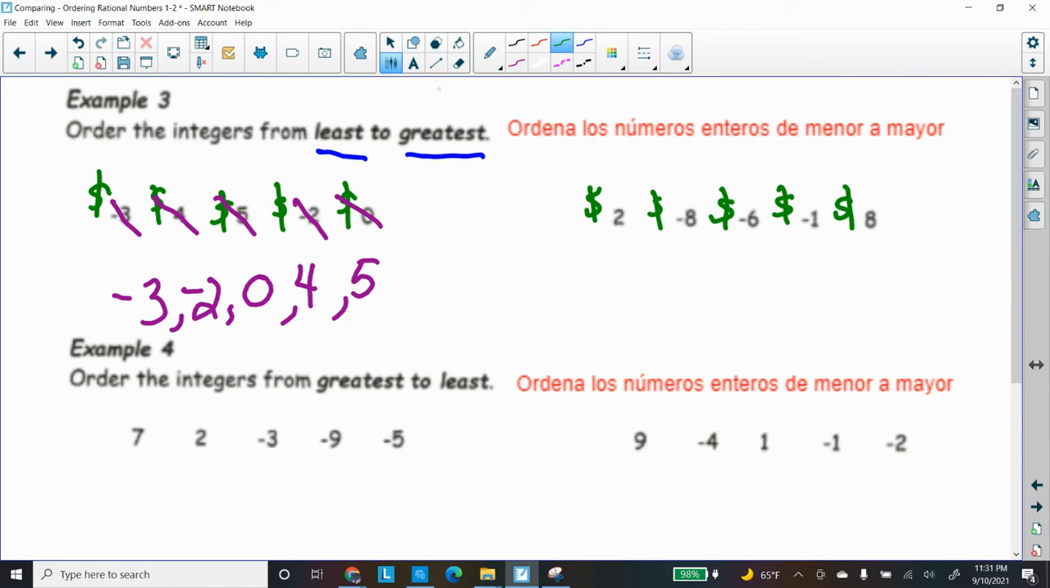And now let's look at example number 4, because you think it's the same, but no, it's different. Order the integers from greatest to least. Now they want the biggest number first. So the first thing I'm going to do is put a $ sign in front of each one and look for the biggest number, because they want that first. So the biggest amount of money is $7. So that's the biggest. What's the next biggest amount of money?